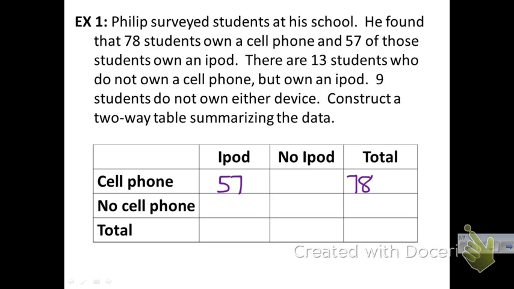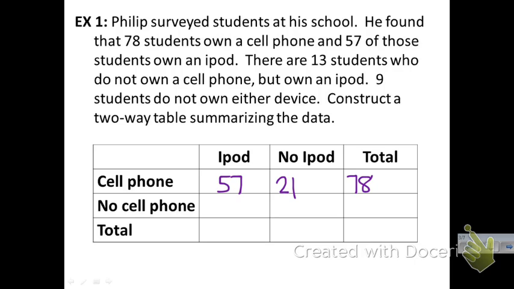And once you have that information, you can find out this because these two boxes will add to give you the total. So, one way to find out that no iPod is to take 78 minus 57, which is 21. Now we'll go on.